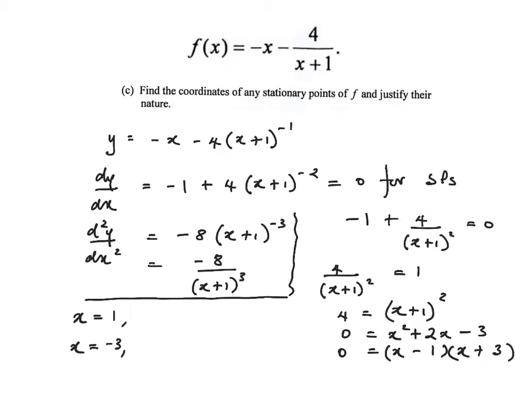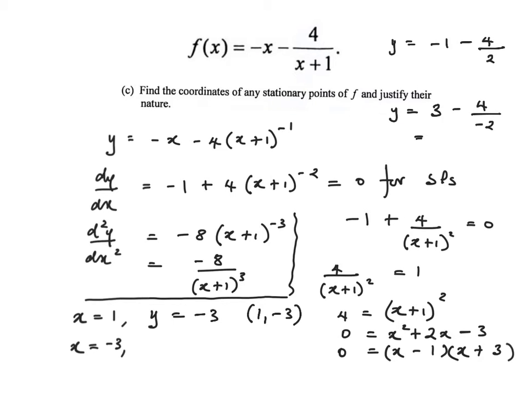Now when x is 1, y has the value minus 1 minus 4 over 1 plus 1, which is 2, so it's minus 1 minus 2, which is minus 3. And then when x has the value minus 3, y equals minus 3 minus 4 over minus 3 plus 1, which is minus 2, so 3 plus 2 is 5.